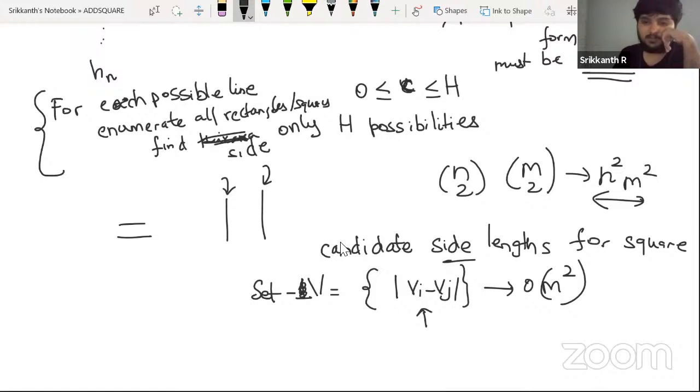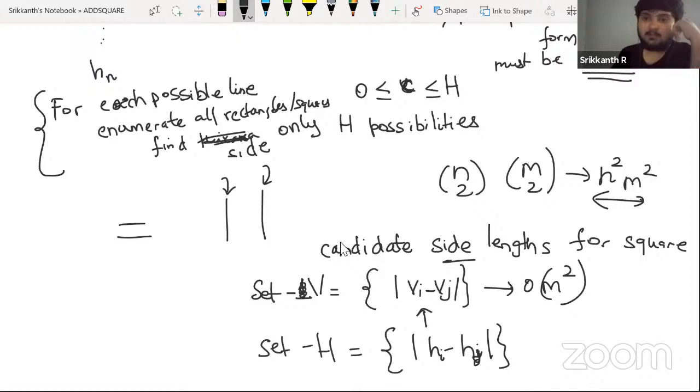And then we can have a set H, which is the modulus of hi minus hj again. But here we include the line that we add. Okay, so for each possible line that we add, that is c equal to 0 to h, let's fix that. And then we can find a set H for each choice of c. Again, we have O of n squared possible side lengths. We can enumerate all of them.